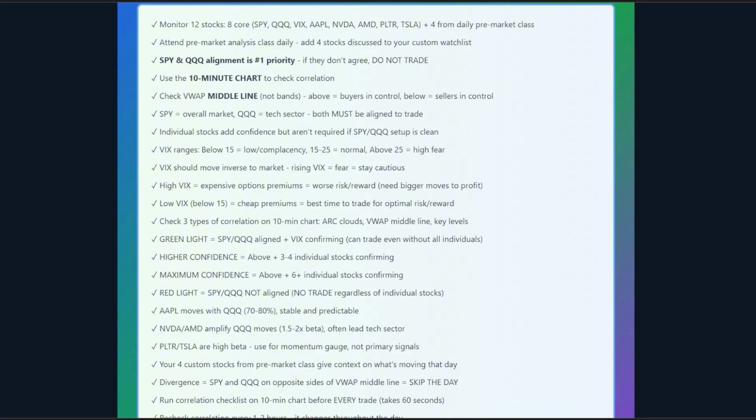Green light is if SPY and QQQ are aligned and VIX is confirming; you can trade even without all the individuals. High confidence is the above, so SPY and QQQ aligned and VIX confirming, as well as 3 to 4 individual names confirming as well. Max confidence is the same, like I just said, but with 6 individual stocks confirming. Red light is if SPY and QQQ are not aligned: there's no trade regardless of individual stocks, unless you're looking at an individual stock and only to get in and out that day.